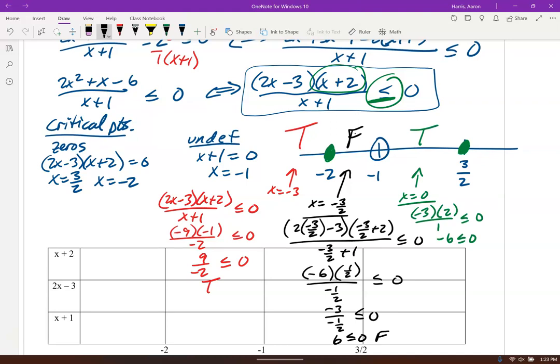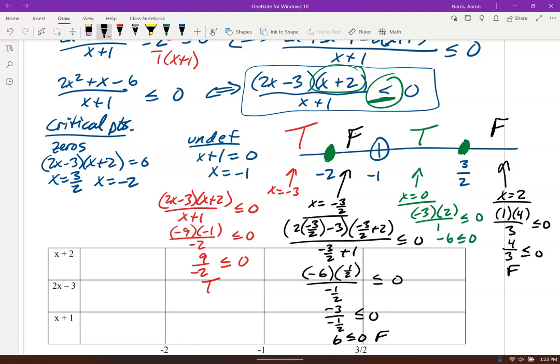And finally, let's pick something to the right of 3/2, like 2. So I have 2 times 2, 4 minus 3 is 1. 2 plus 2 is 4. And then on the bottom, I have x plus 1. 2 plus 1 is 3. Is this less than or equal to 0? Is 4/3 less than or equal to 0? That's false.